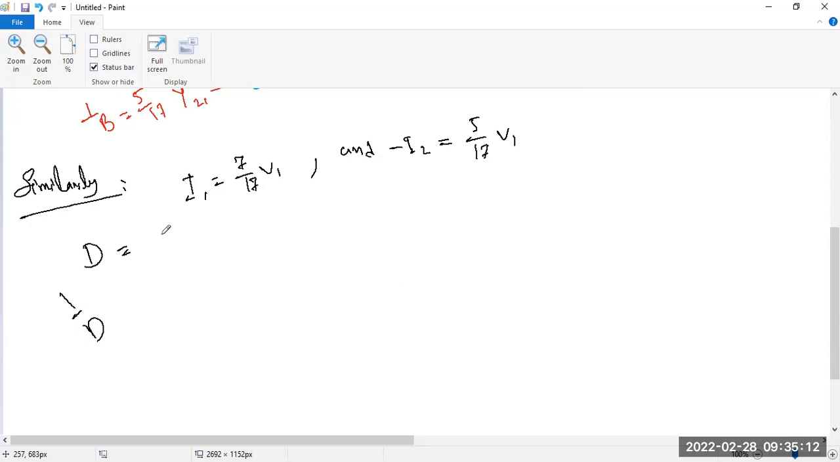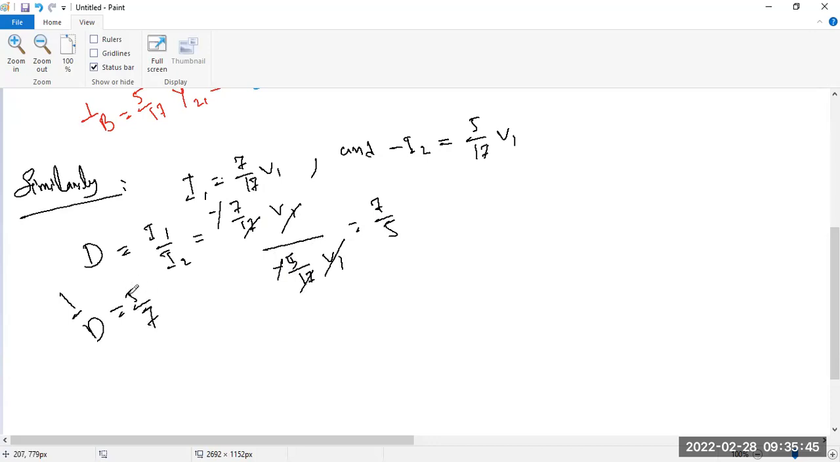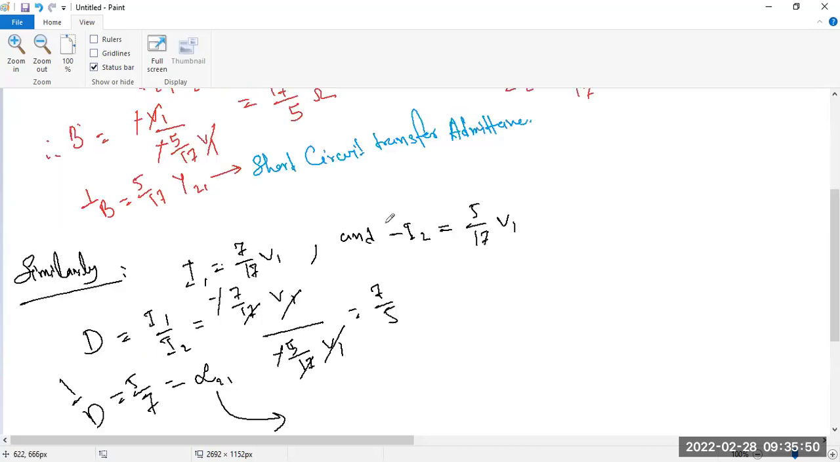Just remember that is I1 by I2. And if we go for the value, then 7 by 17, and it was coming minus. V1 was also given minus. So minus 5 by 17 V1. So 17 will be cut down. Already we get this. And if we get this 1 by D, then it will give you the 5 by 7. And it is given by alpha 21. And it has the name.